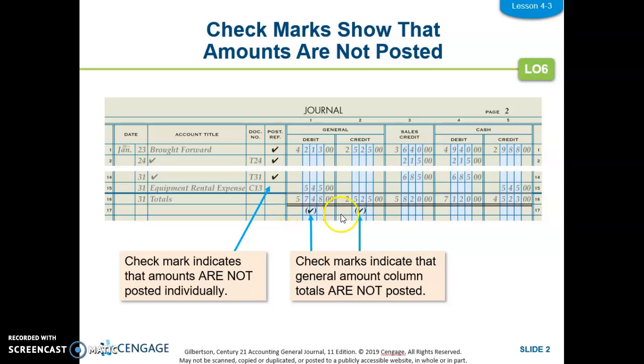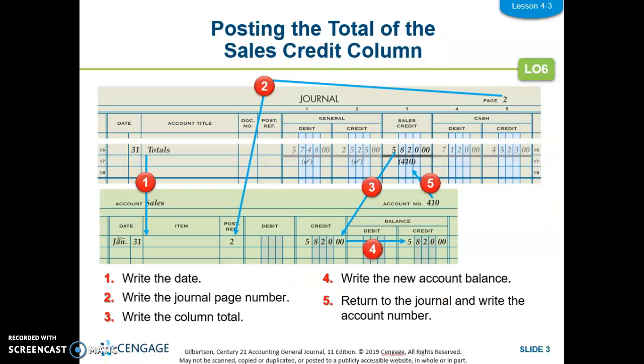We will instead be putting things underneath the totals, underneath our double rules. We have 3 amounts that we need to post as totals, and it's going to be completed very similar to how we posted individually. So our first would be our sales credit. We will go ahead and write the date of the totals, which will be January 31st, so we'll put that in. The post reference is going to be the journal page number, which is 2.